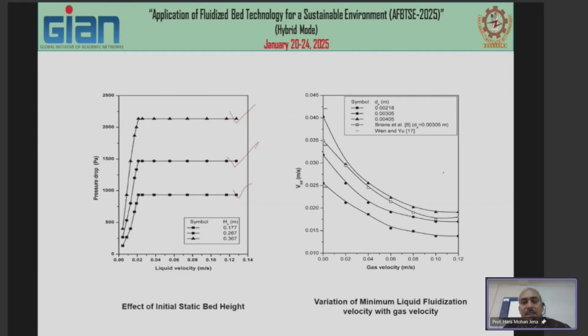So the right side plot shows the variation of the minimum liquid fluidization velocity with gas velocity. So as you see, with an increase in gas velocity, the minimum liquid fluidization velocity decreases.